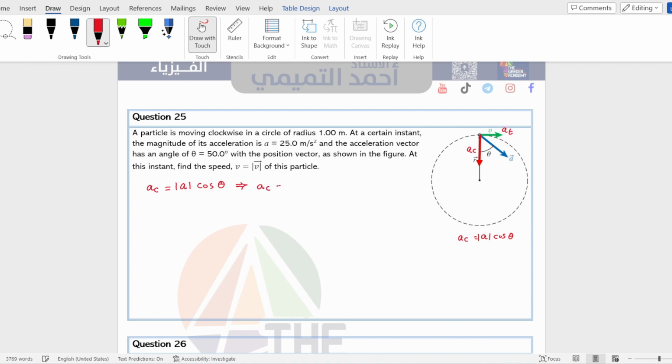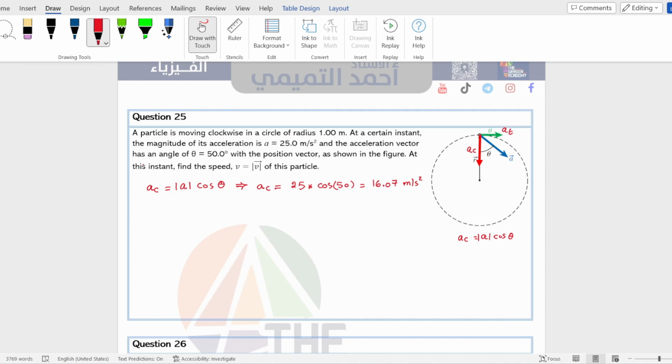Then A sub C is equal to the magnitude of the acceleration, which is 25 given in the question, multiplied by cosine. The angle is also given as 50 degrees. If we use the calculator, we will get 16.07, unit meters per second squared. Please do not forget to always convert from radians to degrees whenever we have degrees, and to convert from degrees to radians whenever we have radians, so that we do not get wrong answers in the exam.